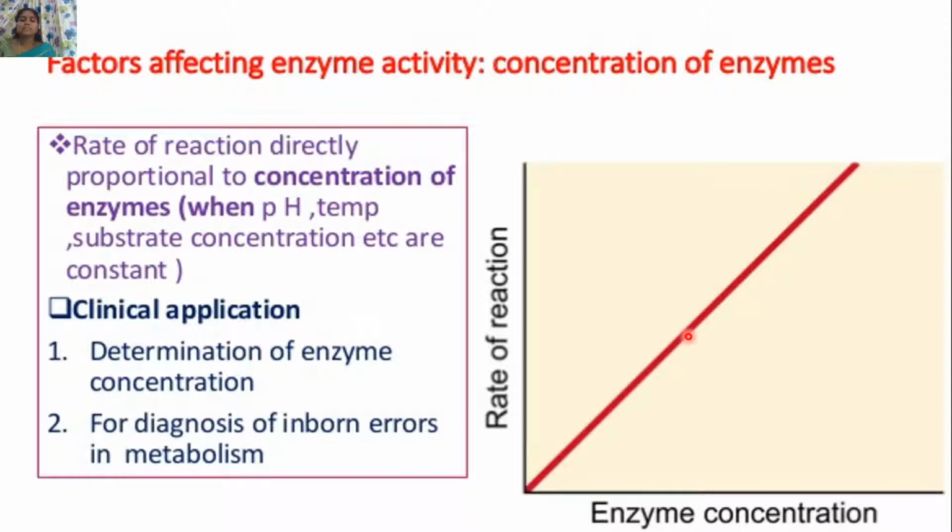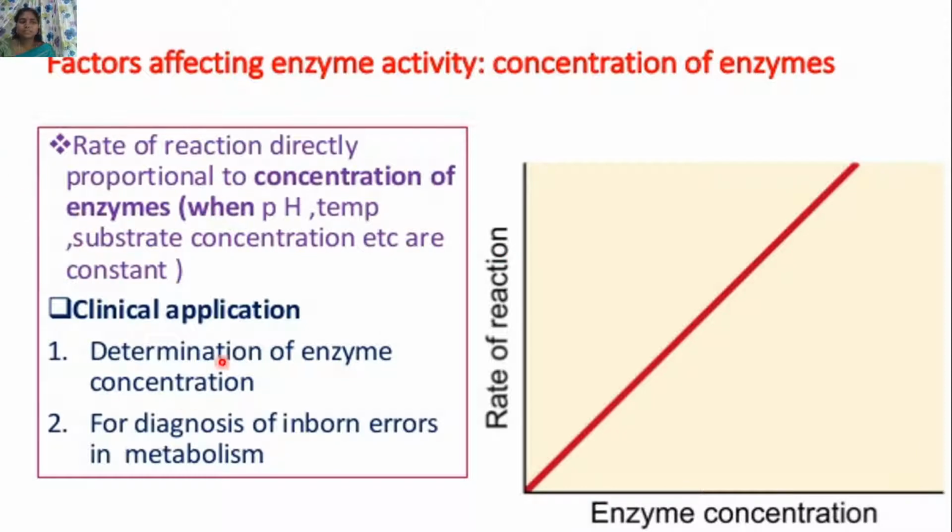But if the substrate concentration is constant, it will take a hyperbolic curve, which I'll explain. But remember, if you go on increasing the enzyme concentration along with the substrate, the rate of the reaction also increases. You have to remember that the rate of the reaction is directly proportional to the concentration of the enzyme, when pH, temperature and substrate concentration are constant. But you have to increase the substrate concentration, while maintaining pH and temperature constant.